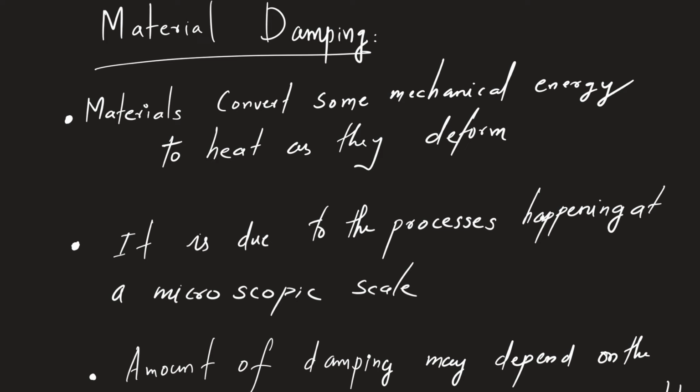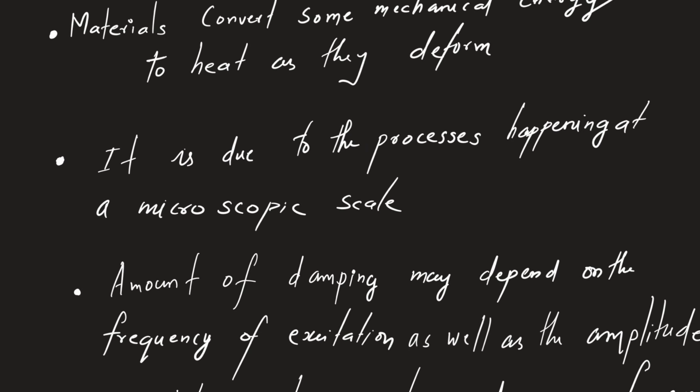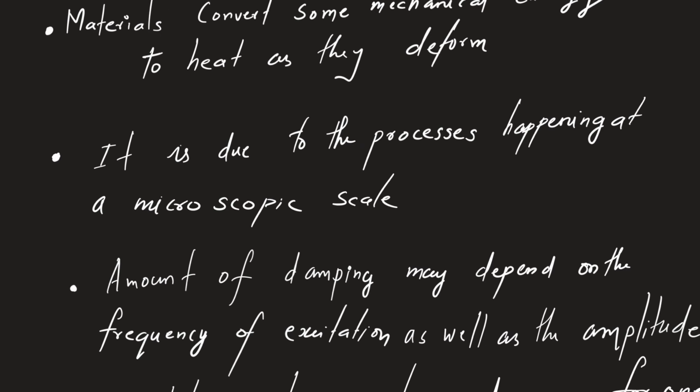So it may happen at a microscopic scale. So that makes it a little bit more difficult to model them accurately, because most of our rigid body dynamics or most of our mechanical computations happen at a larger scale, not at a microscopic scale. Then it is observed that the amount of damping is dependent on the frequency of excitation as well as the amplitude. So as we know that when a material deforms, there are shear planes within the material, so there will be friction internally. All these things actually cause material damping.